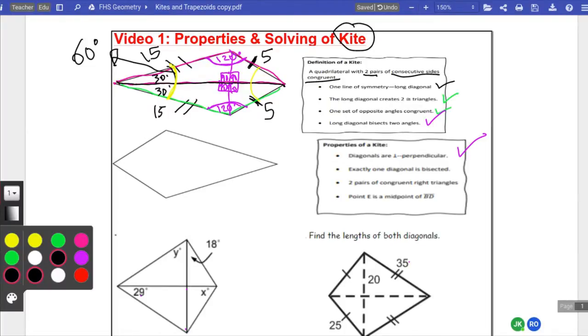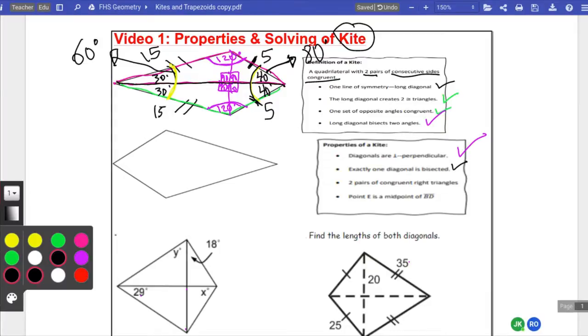All right, and let's try this one. Let's say this entire angle was 80. Because they're not congruent, don't expect the opposite angle to be exactly 60 as well. No. So if the opposite was 80, then you're looking at 40 for each. That's what we call the long diagonal bisecting these angles.